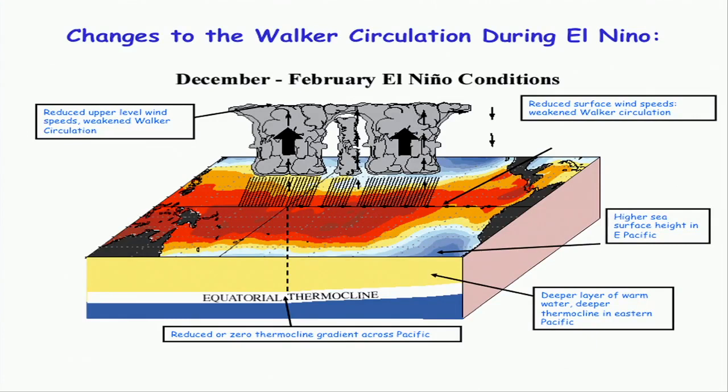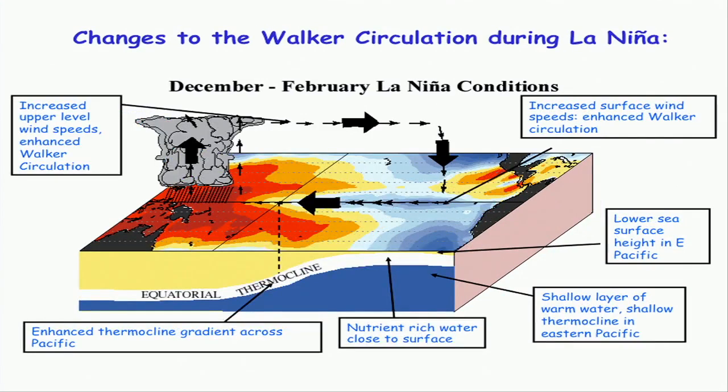So those are the main features you should try and remember, and then try and link them to the weather patterns, and also remember the difference between that and La Nina conditions, where we have much stronger circulation, increased surface winds. In other words, we enhance the water circulation, more precipitation, higher temperatures on this side of the Pacific, much cooler temperatures on that side of the Pacific, much deeper, much stronger gradient in the equatorial thermocline.